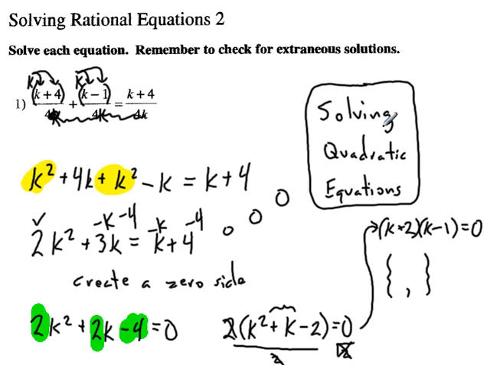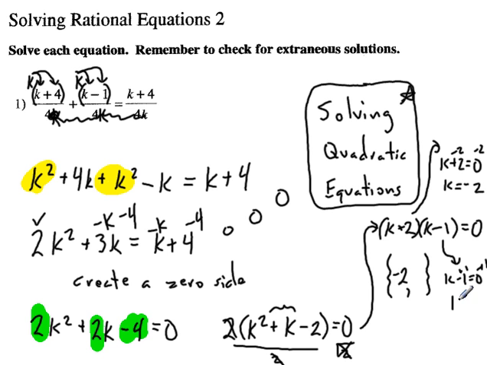Now how do I solve this? It goes back to the solving quadratic equations page. If I set k plus 2 equal to 0, the way to solve that one-step equation, subtract 2 from both sides, I get k equals negative 2. That's one of my solutions, negative 2. I do the same thing here. K minus 1 equals 0. Well, if I add 1 to both sides, I get k equals 1. You know 1 minus 1 is 0. So my two answers are negative 2 and 1.